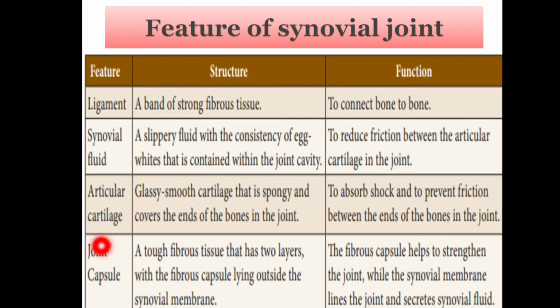And finally, the last one, the joint capsule, a tough fibrous tissue that has two layers, with the fibrous capsule lying outside the synovial membrane. The fibrous capsule helps to strengthen the joint while the synovial membrane lines the joint and secretes synovial fluid. So that is the function of the joint capsule.